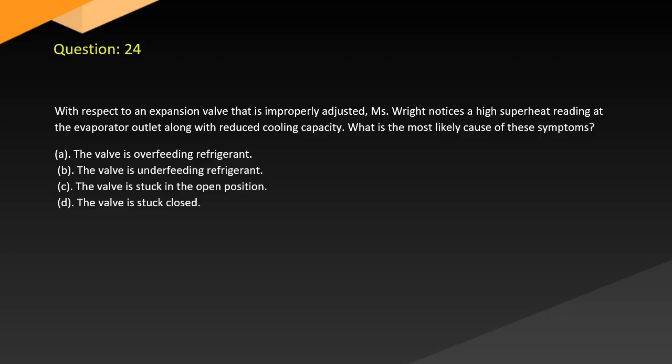Question 24. With respect to an expansion valve that is improperly adjusted, Mr. Wright notices a high superheat reading at the evaporator outlet along with reduced cooling capacity. What is the most likely cause of these symptoms? A. The valve is overfeeding refrigerant. B. The valve is underfeeding refrigerant. C. The valve is stuck in the open position. D. The valve is stuck closed.